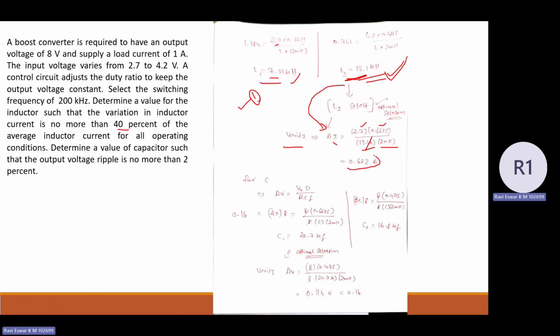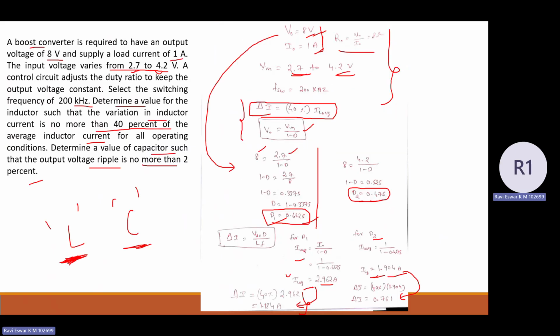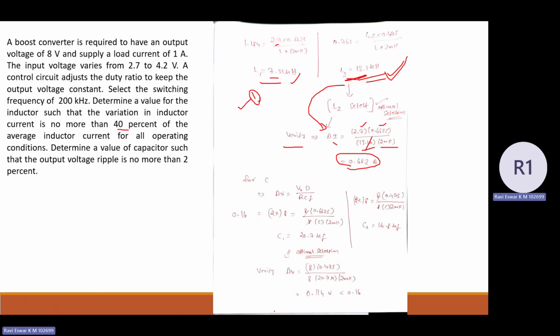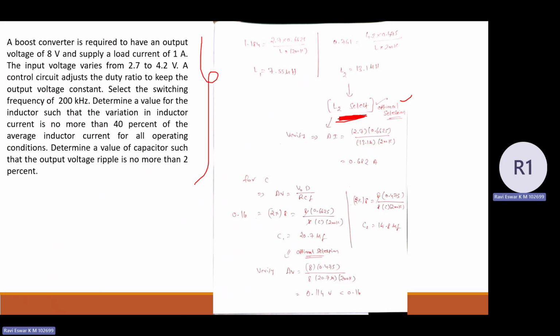So you can check del I is coming as 0.682, which is less than 1.184. So definitely it is not more than 40% of the average inductor current. That is why I can consider L2, the second example case designed L2, as optimal. I can select this value of L2 for this particular application.